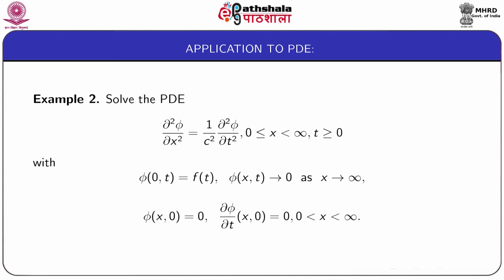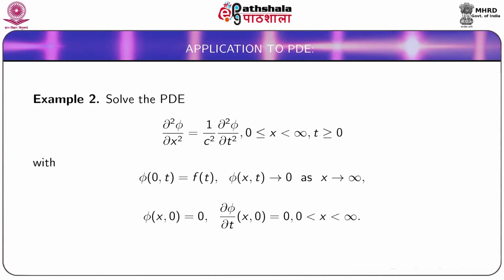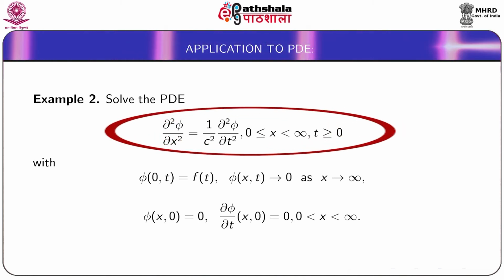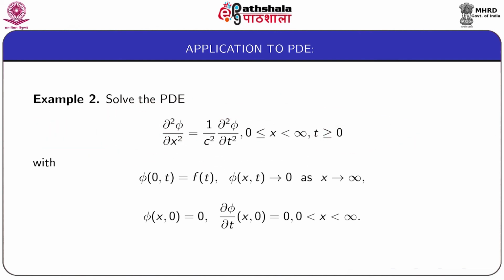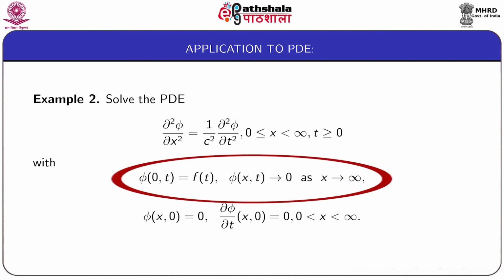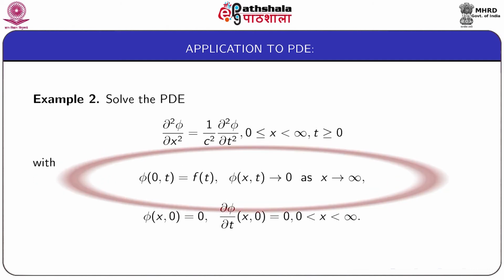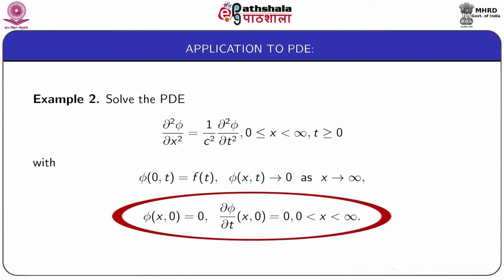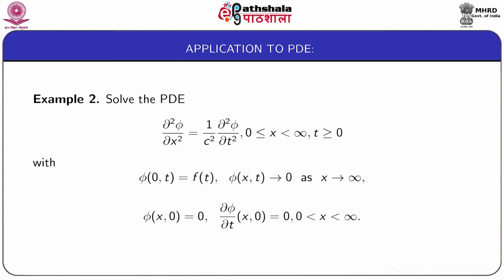Next we consider example 2. Here we consider the boundary value problem where the unknown function phi, which is a function of x and t, satisfies the wave equation given by del square phi by del x square equal to 1 by c square del square phi by del t square, x lying in the interval 0 to infinity and t greater than or equal to 0, with the conditions phi at x equal to 0 is f(t), where f(t) is a known function, phi at t equal to 0 is 0, phi(x,t) tends to 0 as x tends to infinity, and del phi by del t at t equal to 0 is 0, where x is from 0 to infinity.